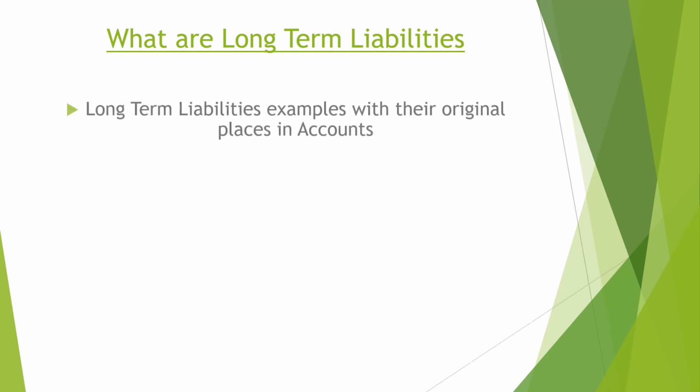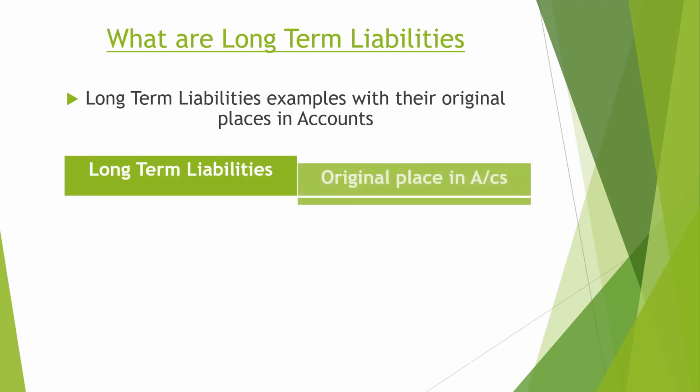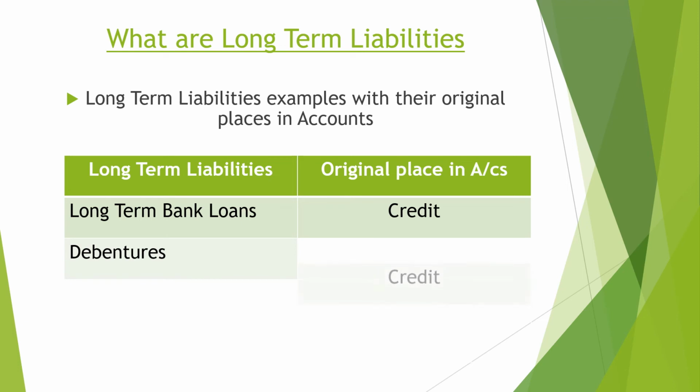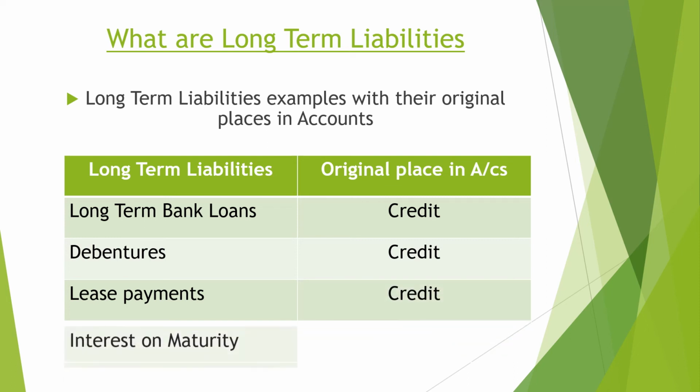Now let's see the examples again for the long-term liabilities with their original places in accounts. Same way, the long-term bank loans, original place is credit. Debenture, the original place is credit. Lease payments, the original place is credit. Interest on maturity, the original place is credit.